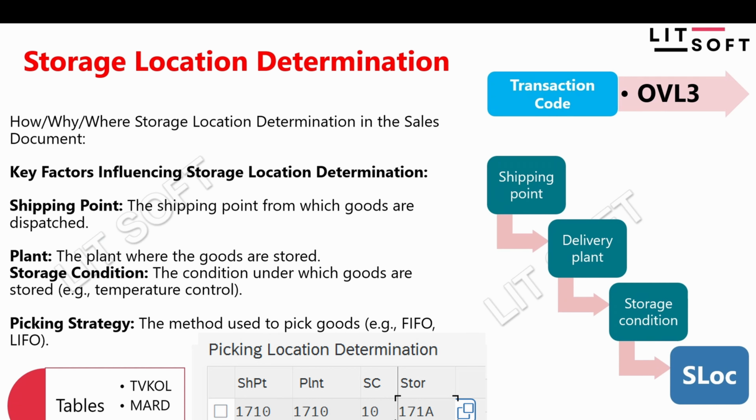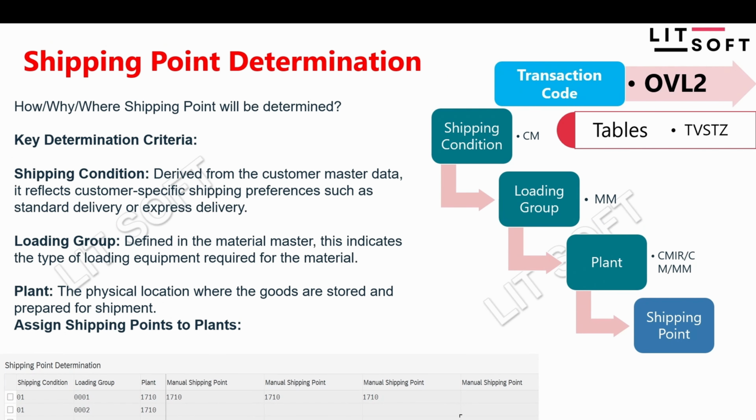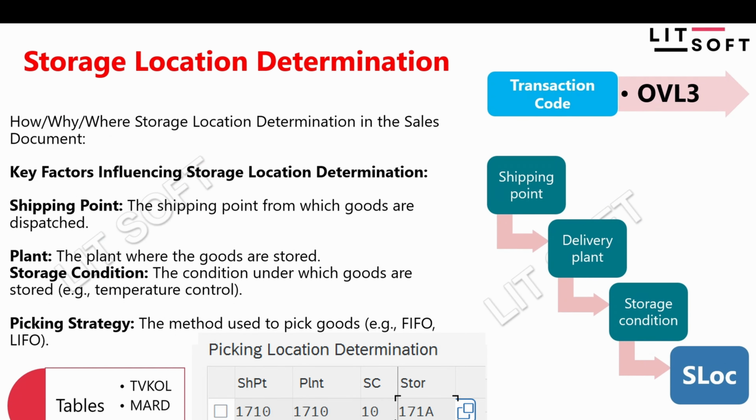So here, storage location determination. If you want to default the storage location, then you can determine it with OVL3. To remember the T codes, OVL2 you can see in the shipping point, and OVL3 for the storage location determination. Key factors influencing the storage location determination: here you can see shipping point, delivery point, and storage condition. Here is an example about the picking location determination; both are the same, storage location and picking location.